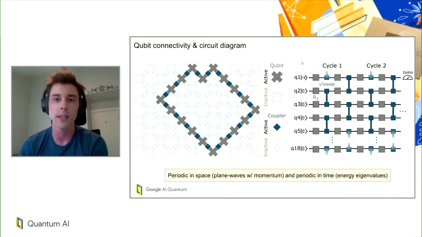And then what we do is we apply this cycle of evolution over and over again many times. And at the end of the circuit, what we do is we measure one of the qubits and we perform state tomography.